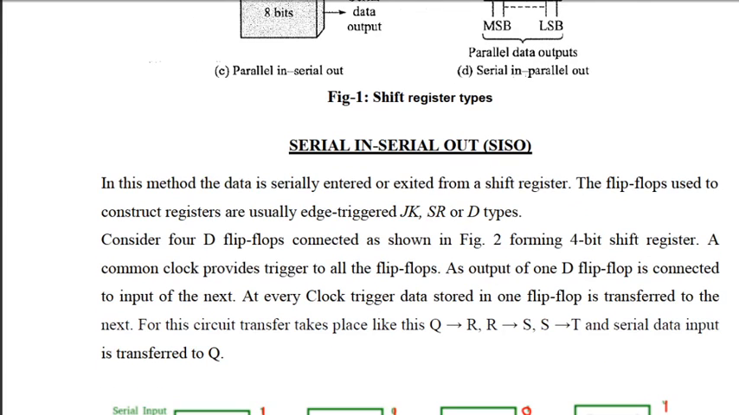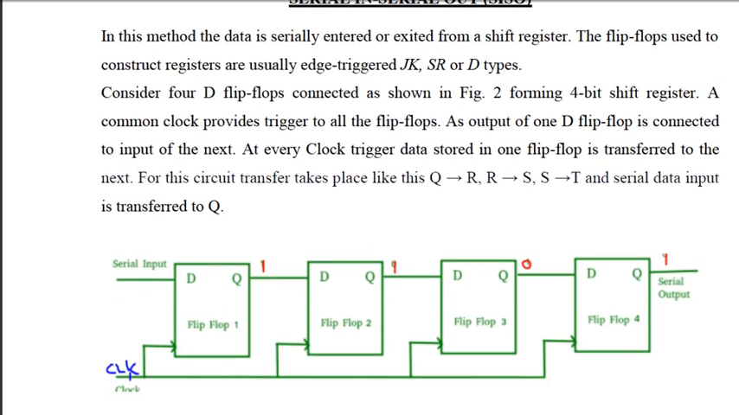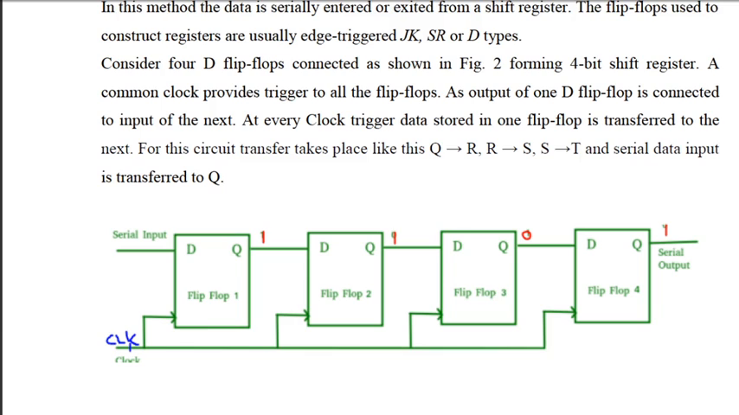The first case is serial in, serial out, called SISO. We can implement these serial input shift registers by using a JK flip-flop, RS flip-flop, or a D flip-flop. In our example, we are taking a D flip-flop to implement a SISO circuit. Let us consider four D flip-flops: four binary numbers need to be shifted, so we are using four flip-flops.